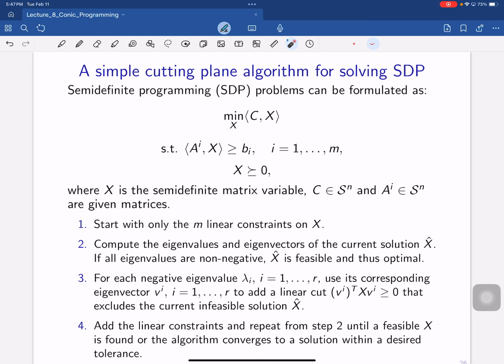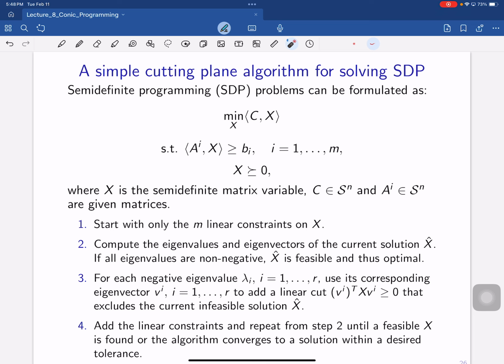But then after you solve the linear program, the X may not be positive semi-definite, right? Because you just removed this constraint. Now, what we will do is compute the eigenvalues and eigenvectors of the current solution. If all the eigenvalues are non-negative, X hat is feasible and optimal, because you removed the PSD constraint and solved a relaxed linear program, and X hat, the optimal solution you got, happens to be PSD. Then you are done, because even if you ignore that constraint, you already satisfy it. You don't need to add that constraint.